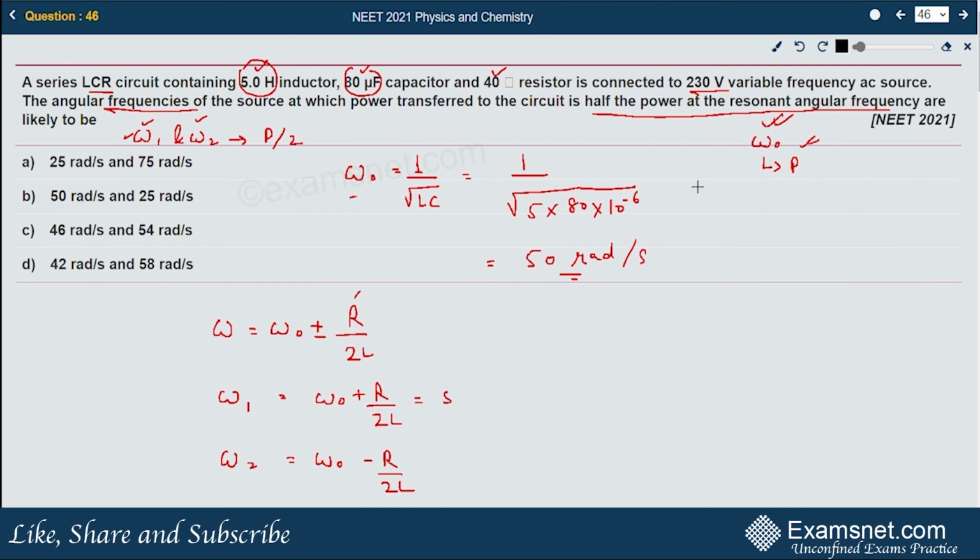Omega naught is 50 radian per second. So 50 plus, here R is 40 ohm, so 40 by 2 into inductance. Inductance is 5, so 2 into inductance is 10. That means this is 4. So 50 plus 4 will be 54, and here it will be 50 minus 4, so it will be equal to 46, right? And the units will be radian per second. So the correct answer will be option C, that is 46 radian per second and 54 radian per second, right?